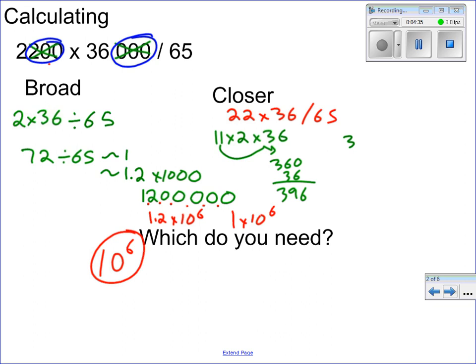396 divided by 65. Well, that's not far off from 360 divided by 60, which is 6. Okay, so that kind of thing you can throw in if you want to be a little closer. Now, an important thing to think about here is this question I've written at the bottom. Which one do you need?